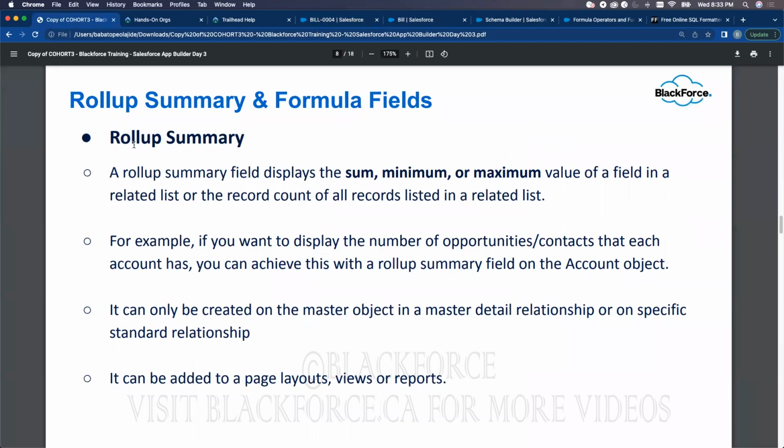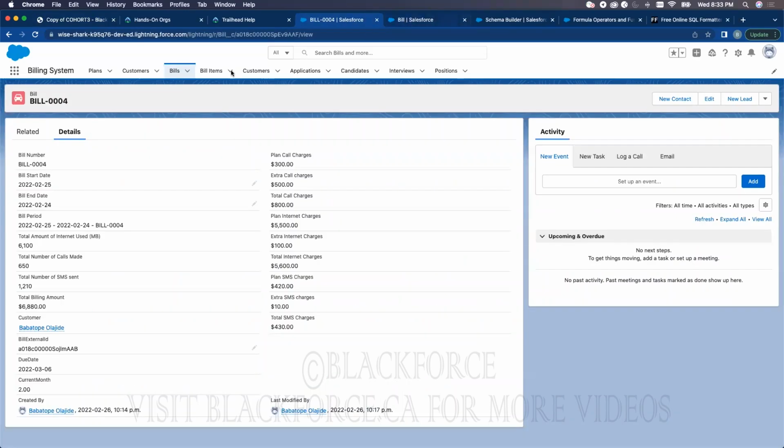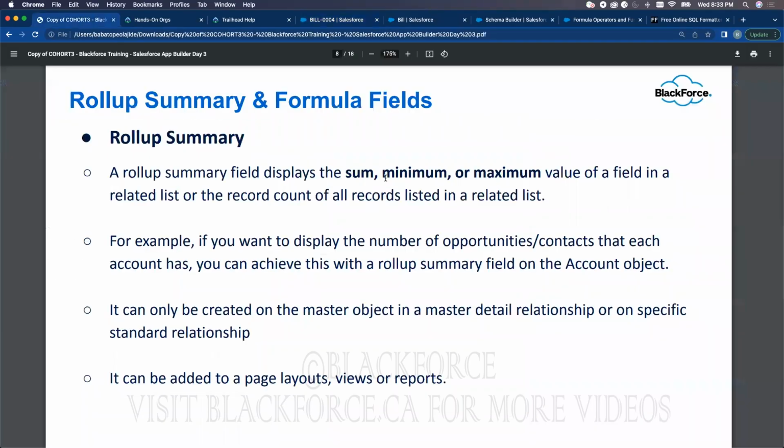The reason why you can do a roll-up summary is because there is a relationship between the objects. There is a relationship between the bill and the bill item. And if you look at how you create that, you can create that because there is not just a relationship, there is a master detail relationship. This is very important. You can only create a roll-up summary when you have a master detail relationship.